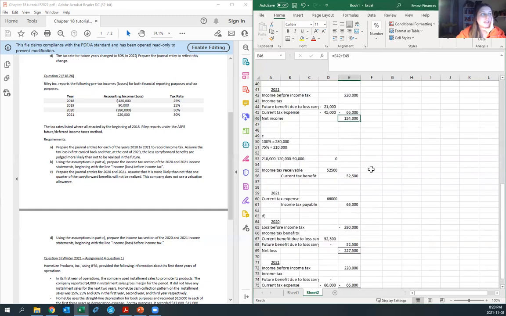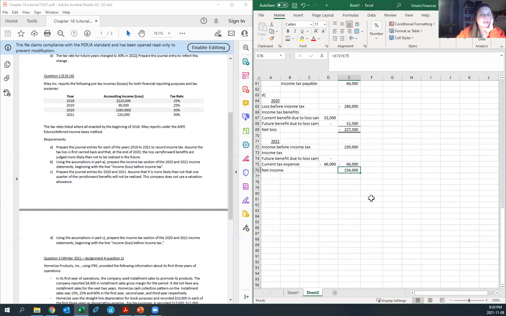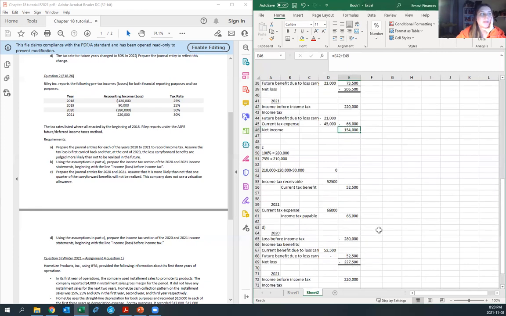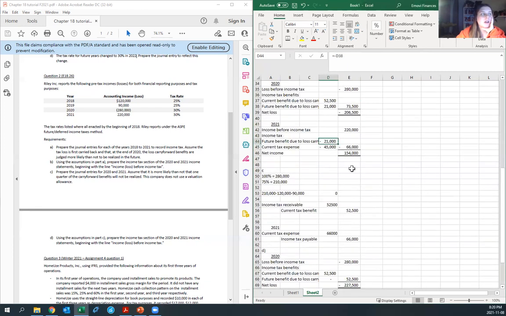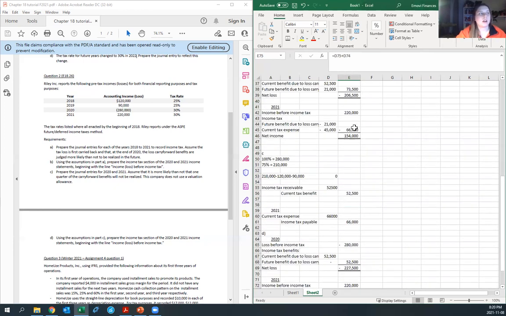See how this is equal to this? It's normal because here you're paying a little bit more taxes, but it's calculated on the same tax rate. So it's normal that here and here it's equal.